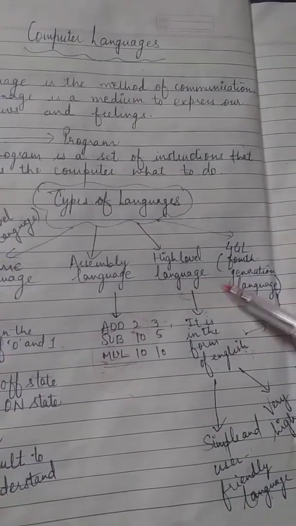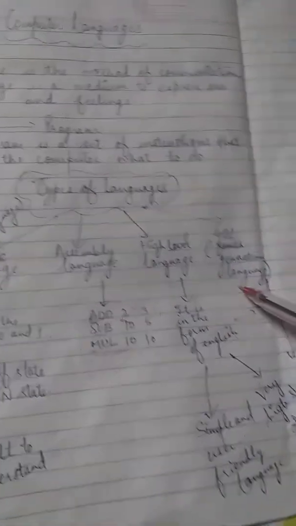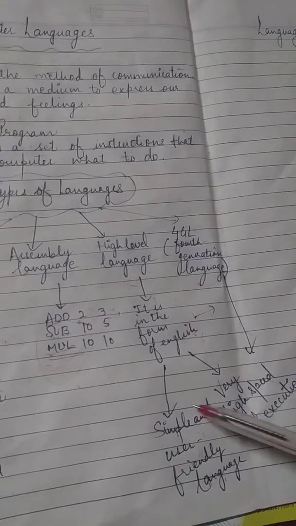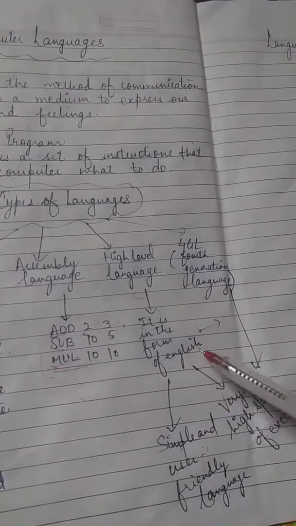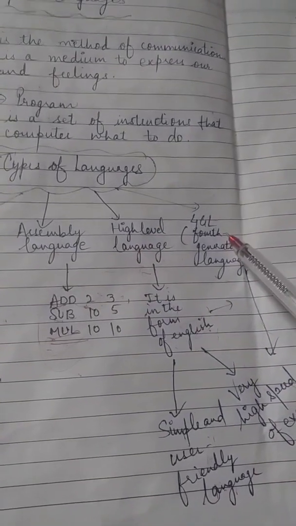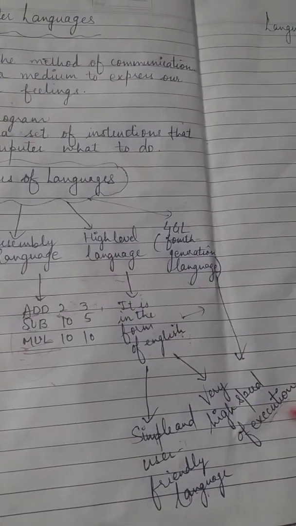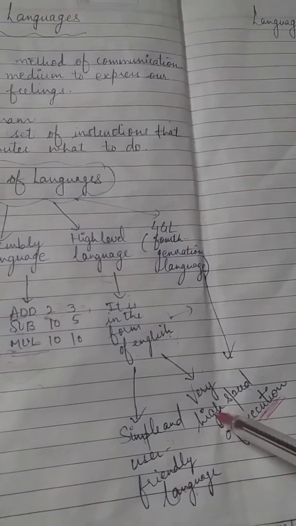And the next type is 4th generation language. It is also in the form of English language, and the execution speed of high level language and 4th generation language is also very high.